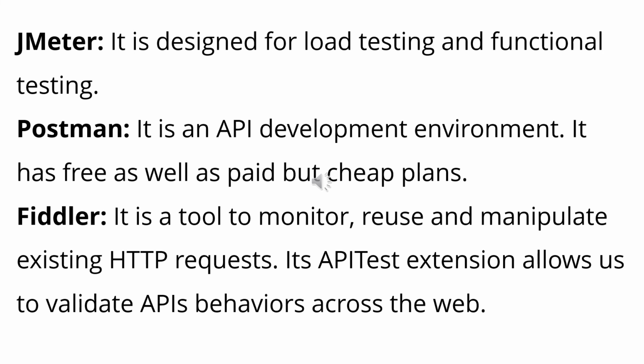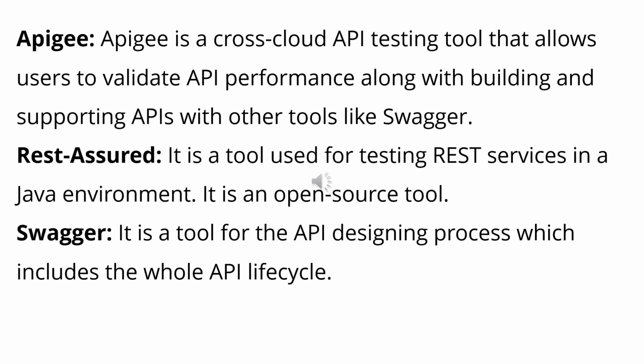JMeter: it is designed for load testing and functional testing. Postman: it is an API development environment. It has free as well as paid but cheap plans. Fiddler: it is a tool to monitor, reuse and manipulate existing HTTP requests. Its API test extension allows us to validate API behaviors across the web. Apigee: Apigee is a cross-cloud API testing tool that allows users to validate API performance along with building and supporting APIs with other tools like Swagger.